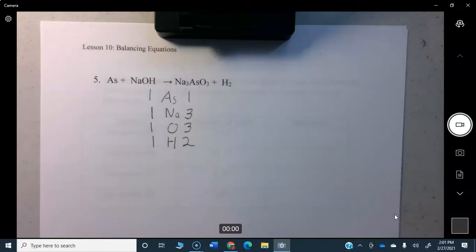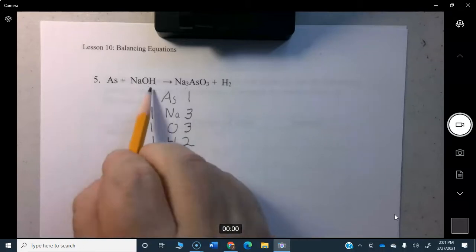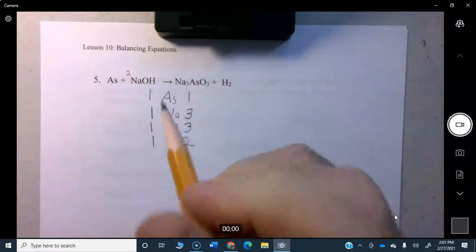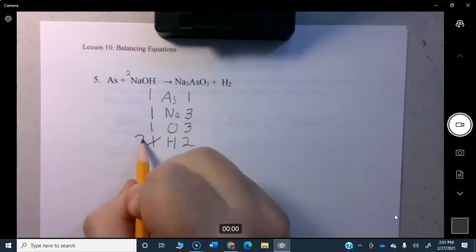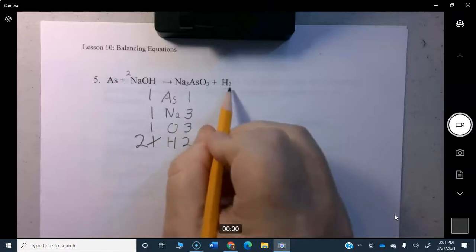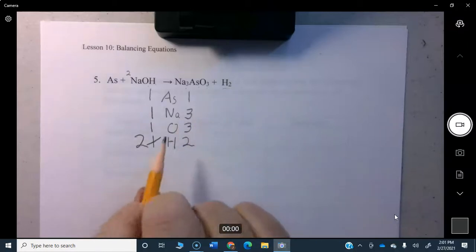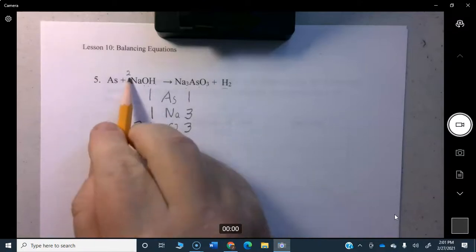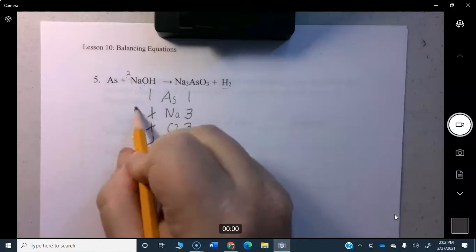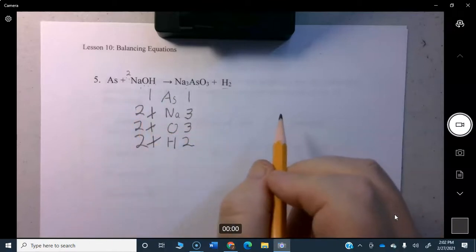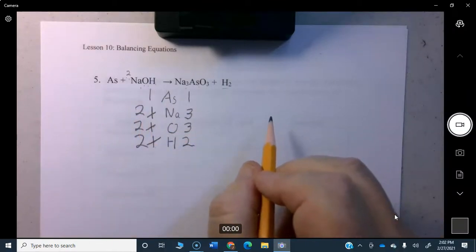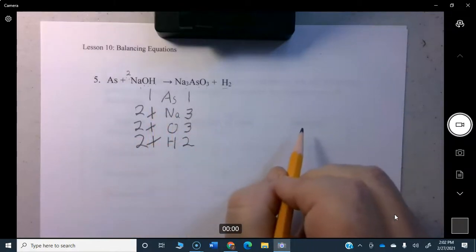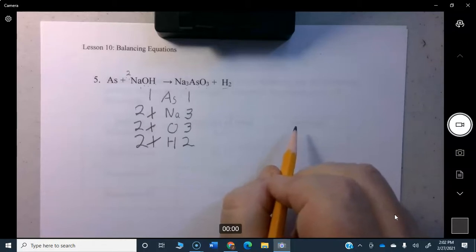Okay, so let's go ahead and start with hydrogen. So we're going to put a 2 up here. That's going to make this a 2. And that stays the same, so hydrogen is in balance. But what we also did is we made 2 oxygen. And we made 2 sodium. Okay, so we got hydrogen, acetane in balance.